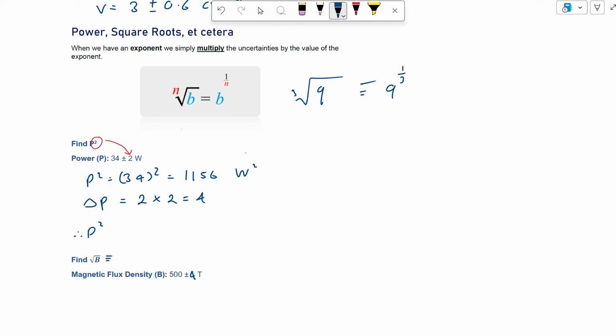Therefore, P squared is equal to 1156 plus minus 4 watt square. And that is your answer.